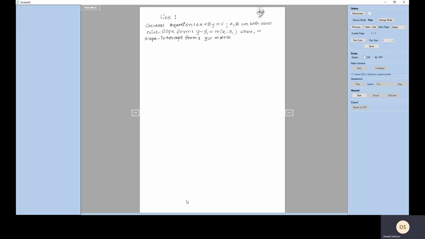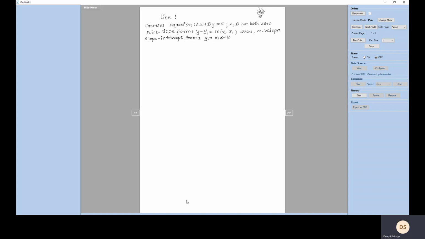We know that the general equation of a line is ax plus by is equal to c, where a and b are not both zero simultaneously. Then there is the point-slope form, which is given as y minus y1 is equal to m into x minus x1, where m is the slope. There is another format, the slope-intercept form, where we write it as y is equal to mx plus b, where b is in fact the intercept.